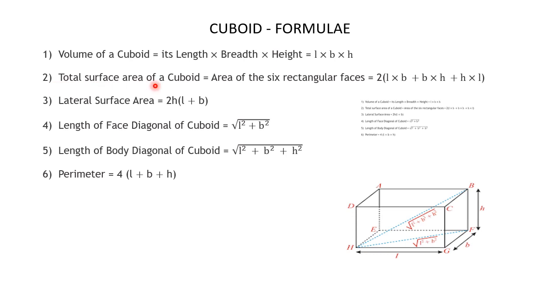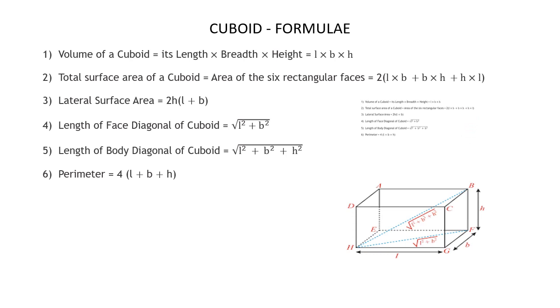Total surface area of a cuboid is nothing but area of the 6 rectangular faces. Now as you can see in this cuboid, the area of the top and the bottom faces would be L multiplied by B and L multiplied by B. The area of the two side faces would be B multiplied by H and B multiplied by H. The area of the front and back faces would be L multiplied by H and L multiplied by H.